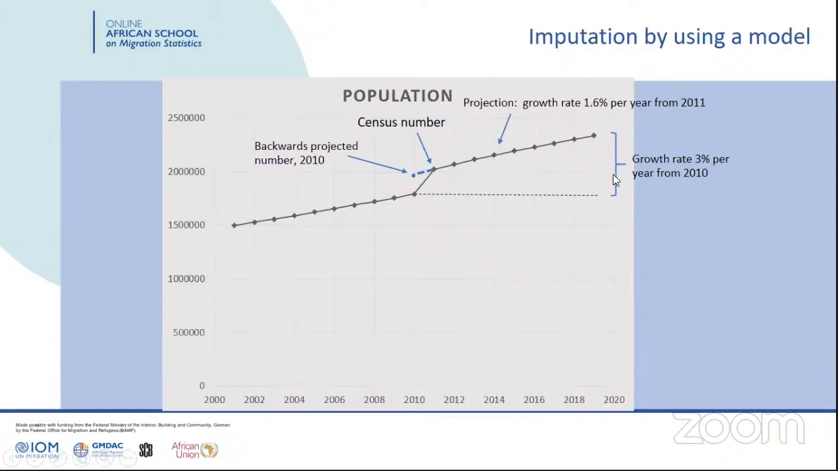That means that we get a growth rate of 3% per year. But that is a very high growth rate because we have based it on this low 2010 value. A better thing to do would be to use the projected trend and project backwards to 2010 and use this as our 2010 value. Then we get the projection growth rate of 1.6% per year for the whole period from 2010 up to 2011.